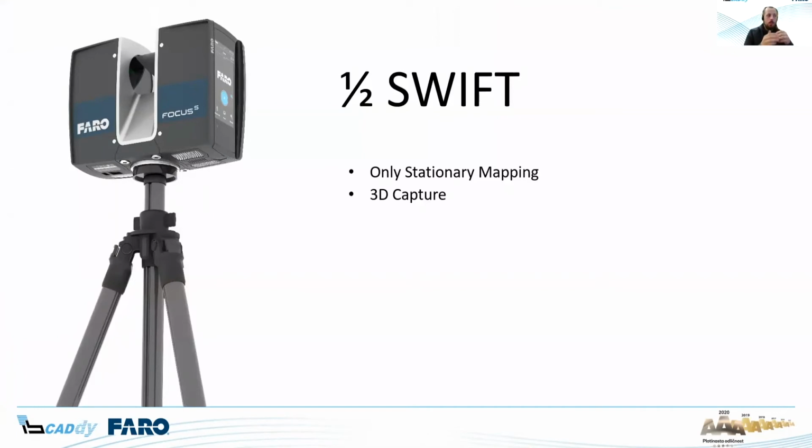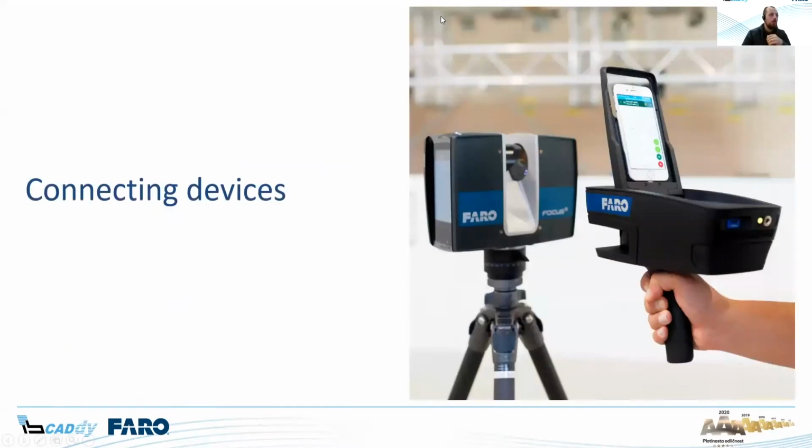But again, with the ScanPlan, we said we have just a half of Swift. And also here we have, let's say, a half of Swift, because it is an amazing 3D capture solution, but it's only stationary mapping. So in this moment, I'm starting to think, okay, can we connect those devices? How can we connect those devices? And as Pios already said, FARO goes a step further, goes with the market, what they're looking for. And I will just give the word back to Pios to present how to connect those devices. Pios?